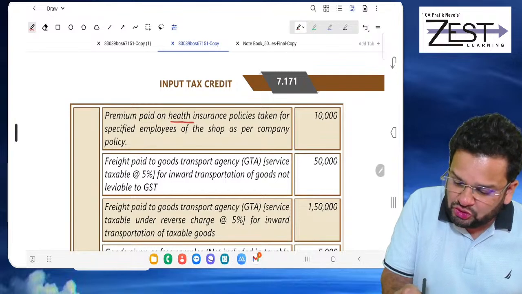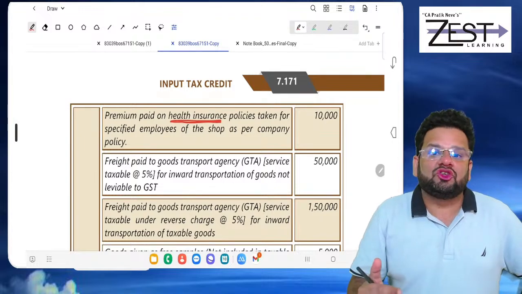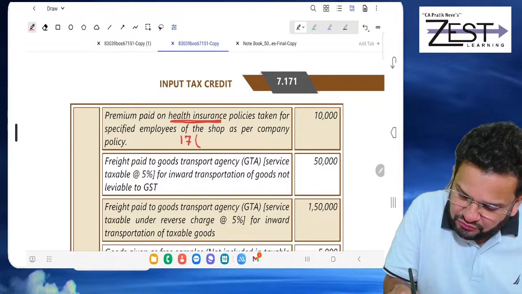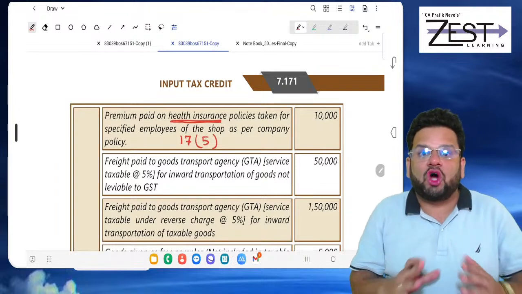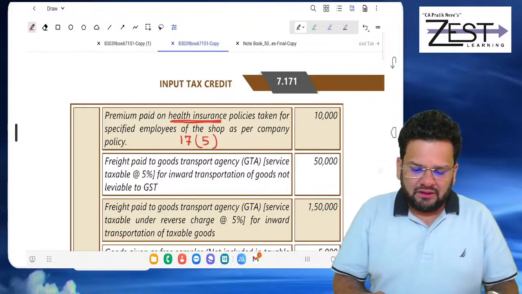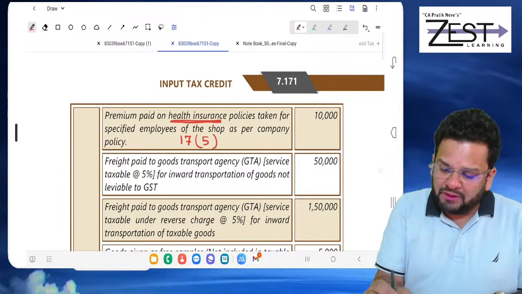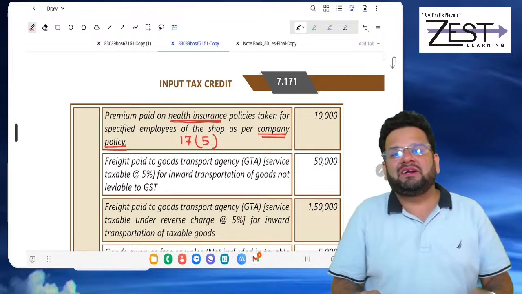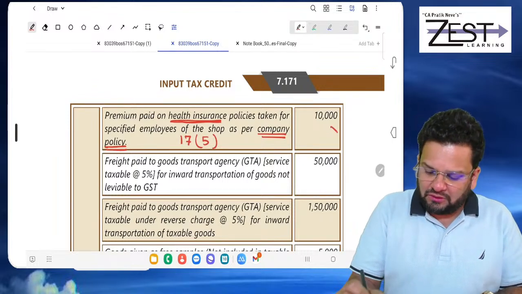Premium paid on health insurance. What have you learnt about health insurance? That ITC is not available. It is blocked under section 17(5). If this health insurance is given to employees which is not under government obligation, then ITC will be blocked. So they are saying that these policies are taken for specified employees of the shop as per company policy. It's not as per government mandate. It is as per company policy. So ITC will be blocked.